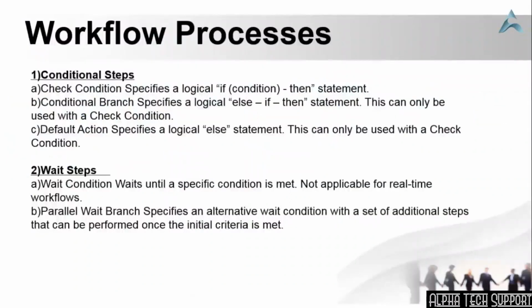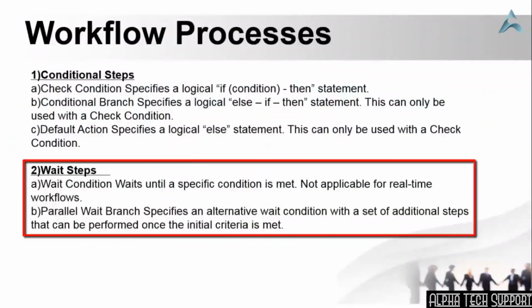The next workflow step is wait step. Wait condition waits until a specific condition is met, not applicable for real-time workflows. So wait step is something we are going to use in an example, like I mentioned that if department equal to HR, then send an email, else we will say wait till department value equal to account, then send another email. So this way we can use wait condition over here.